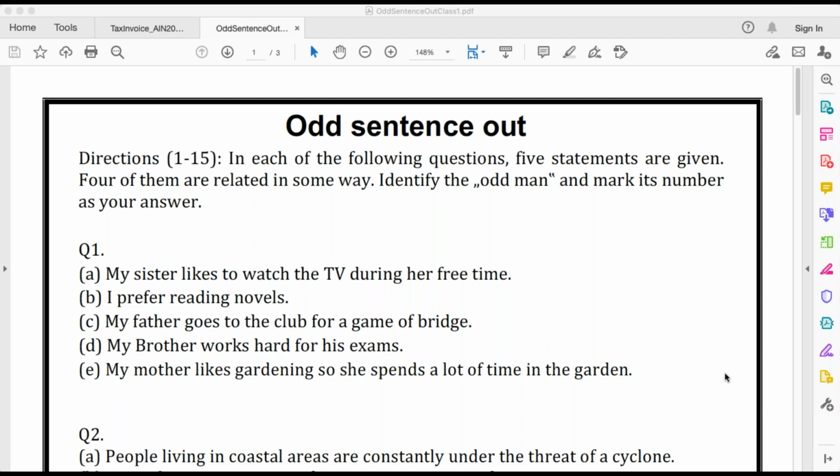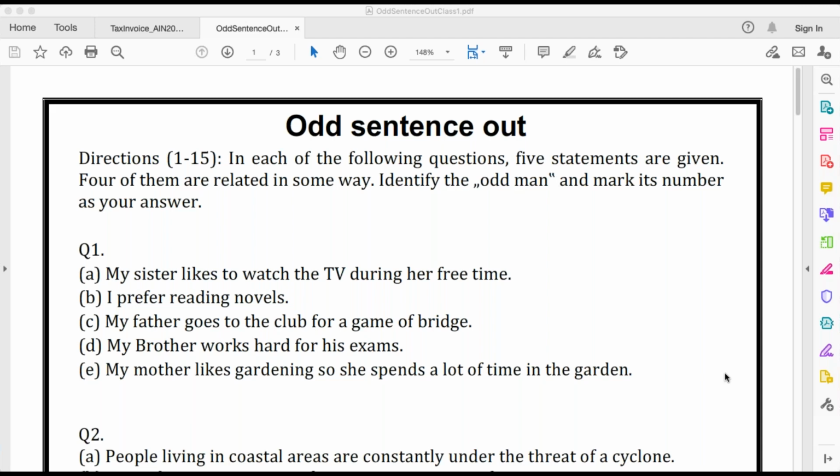Now, the point is, in odd sentence out, unlike para jumbles, you are not going to look out for a grammatically correct sentence. You are not going to look out for a logical connect between the sentences. All the five sentences given to you, or all the four sentences given to you, are going to be logically disconnected. None of them is going to have a grammatical mistake. You are not supposed to check for grammatical mistakes or for a logical connect like you do in para jumbles, and hence the odd sentence out becomes more challenging.